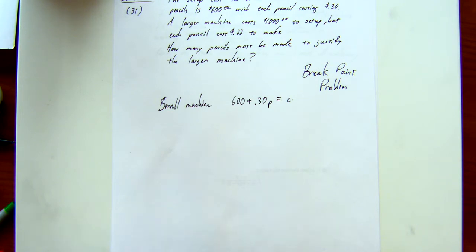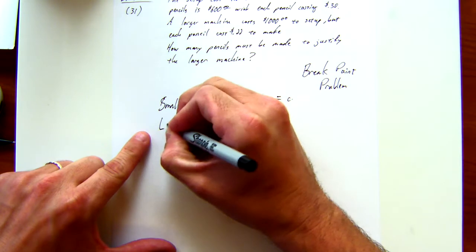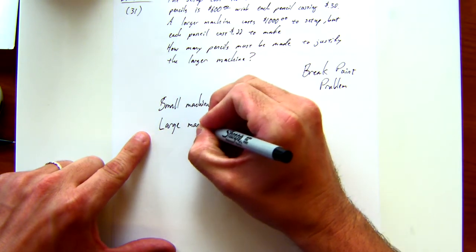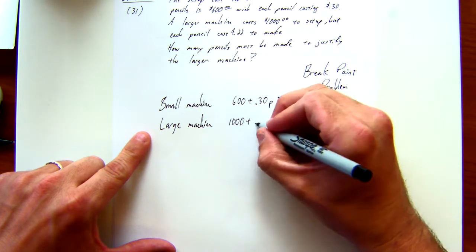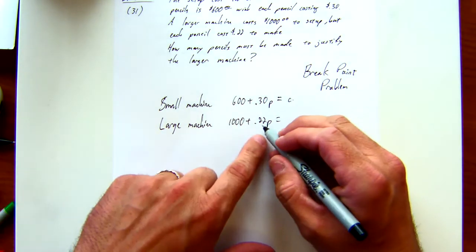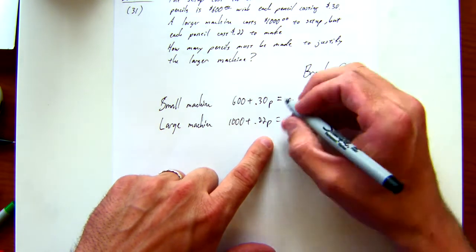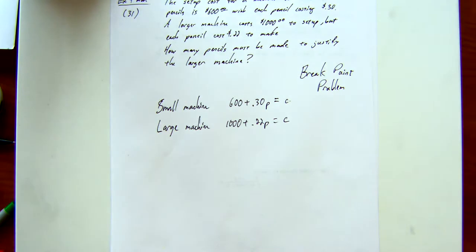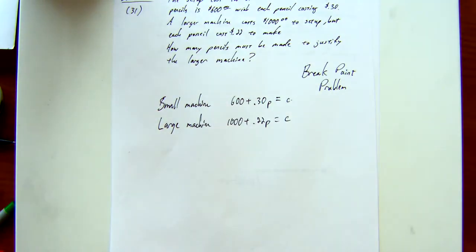What do you think, what is an equation that we can use to calculate the cost for the large machine? Plus 0.22, 22 cents times, that's per pencil, so you have to remember to multiply it by the p there, and that's also going to be the cost, right? That's going to be the cost for the larger machine, that's going to be the cost for the smaller machine.